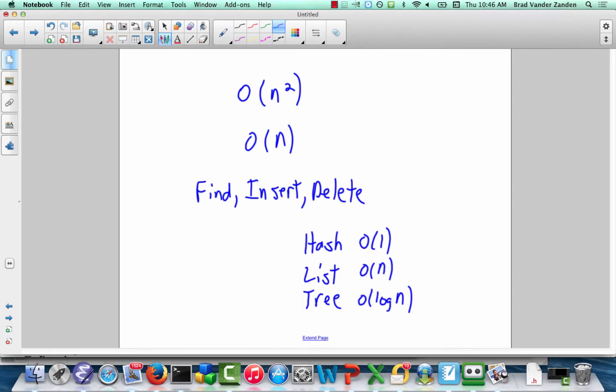If I now say that the items have to be kept in sorted order, I can't use a hash table anymore because a hash table insists on randomizing the elements. I can still use a list and a tree, but now the tree becomes my favorite because log n is better than order n. Okay, so that's why it's important to know the BigO running times of the different algorithms, because it allows you to asymptotically compare algorithms and decide which is faster. And in general, we prefer the faster one.